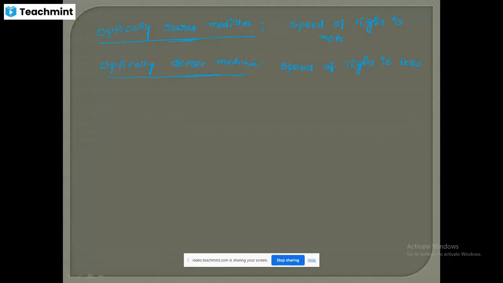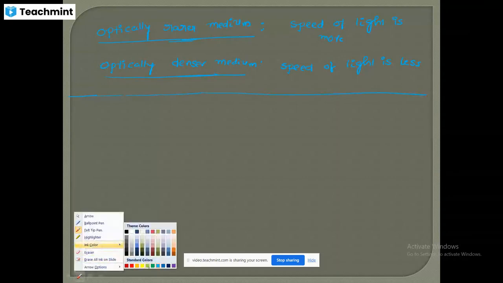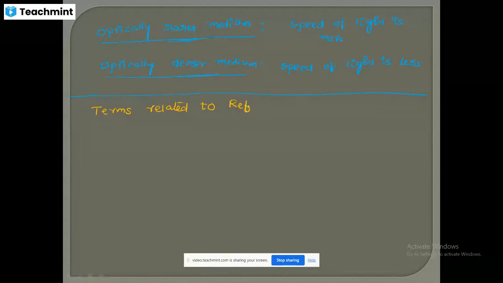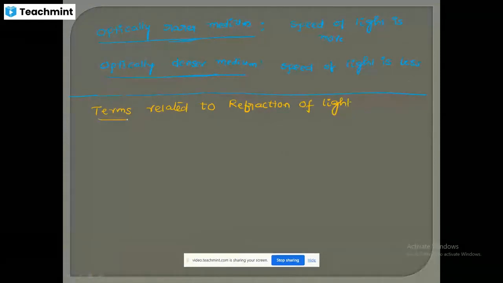Okay, right. Next, the terminology or terms related to the refraction of light.